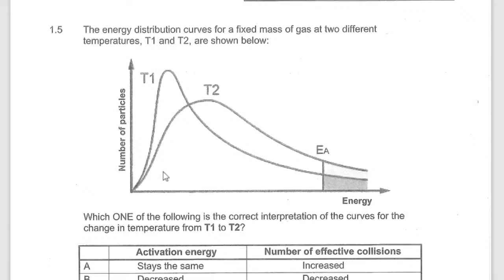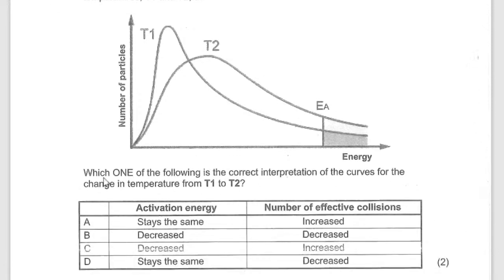Then let's go to 1.5. They are saying the energy distribution curve for a fixed mass of a gas at 2 different temperatures. What is the question? Which one of the following is the correct interpretation of the curve for the change in temperature T1 and T2? Let's look at it. Activation energy, what about it? It stays the same.